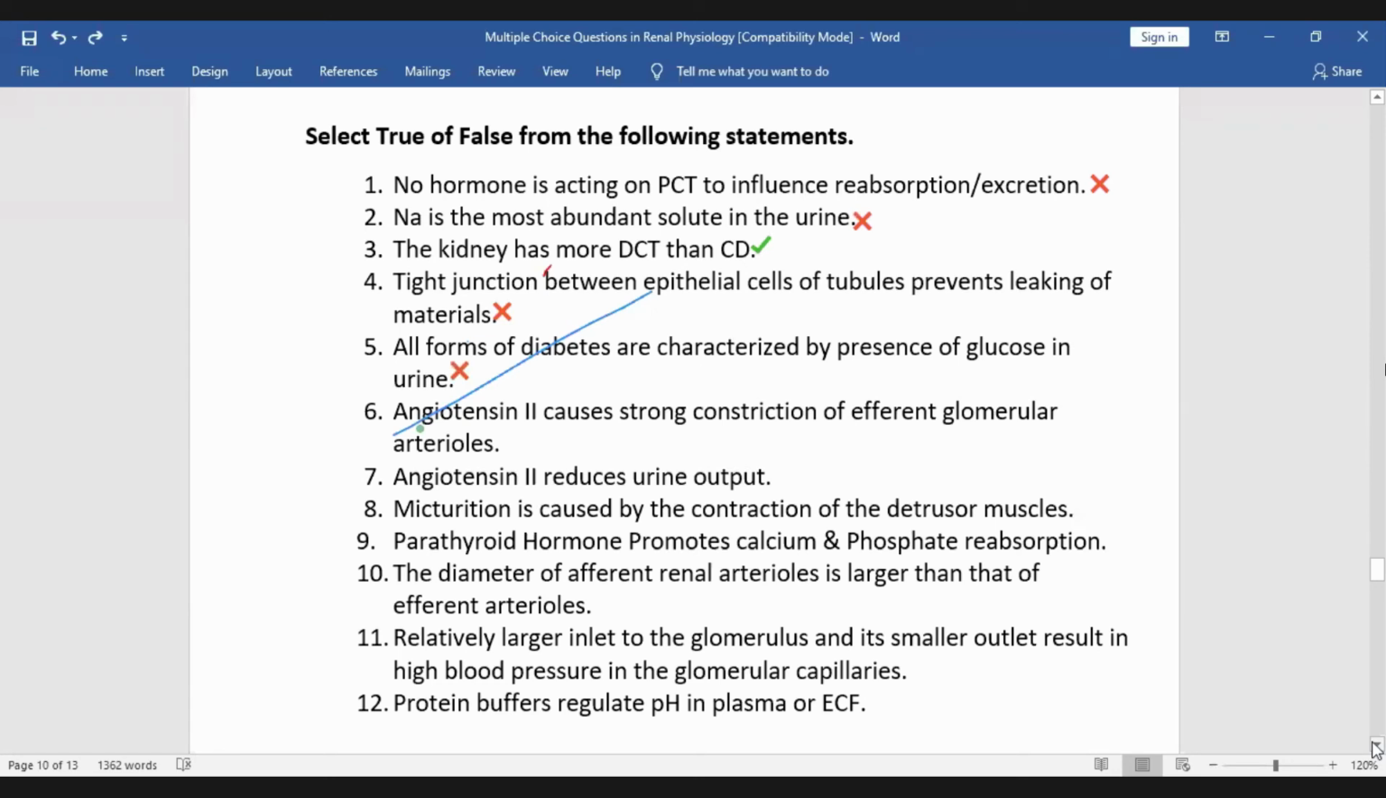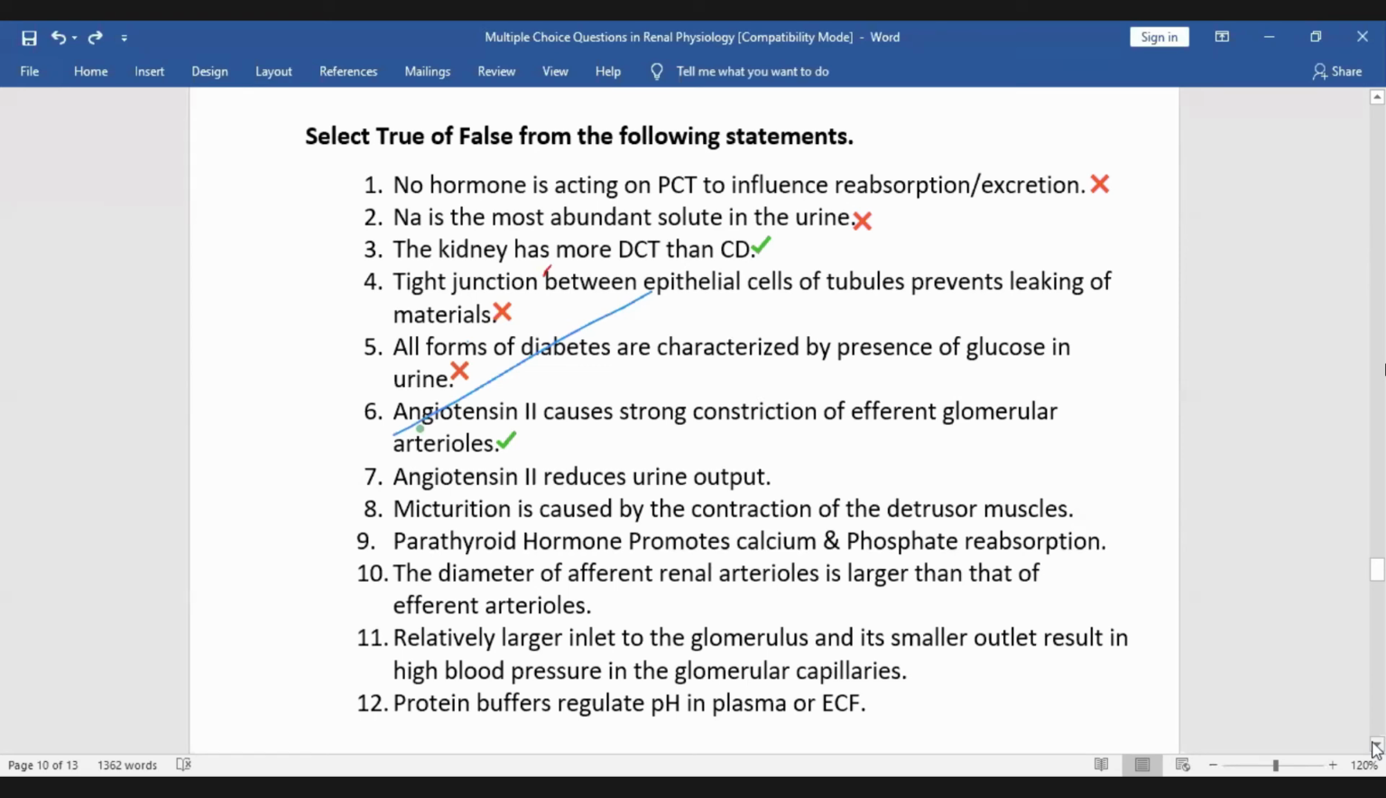Angiotensin II causes a strong constriction of the efferent glomerular arterioles. Correct. Angiotensin II causes constriction of the renal afferent arteriole as well as the efferent arteriole, but a stronger constriction of the efferent arteriole.